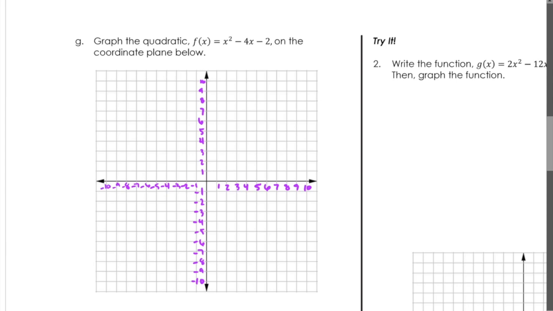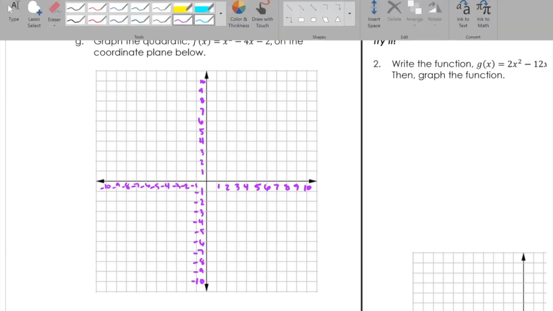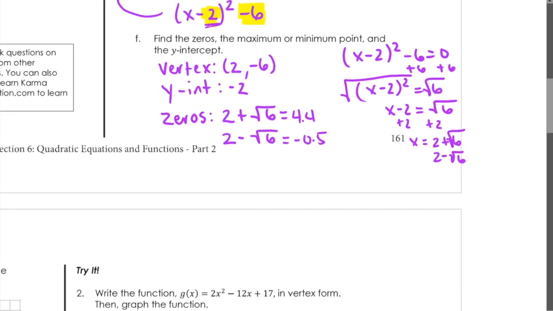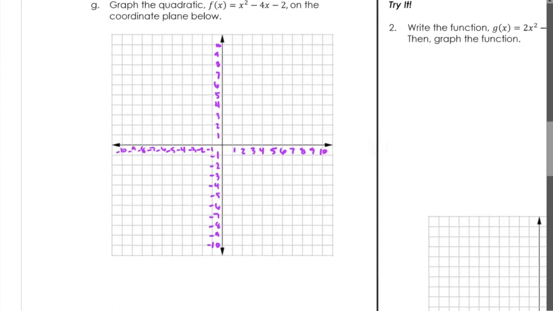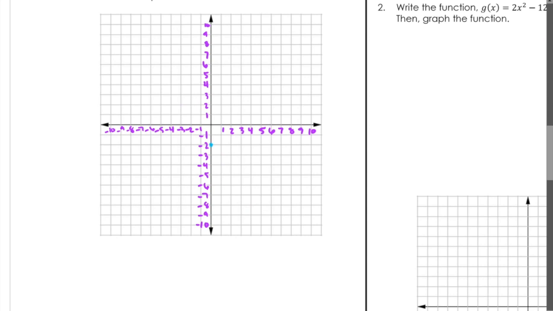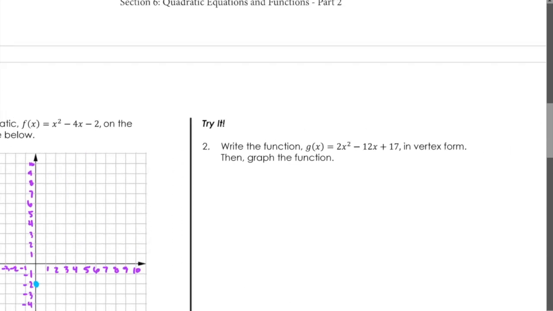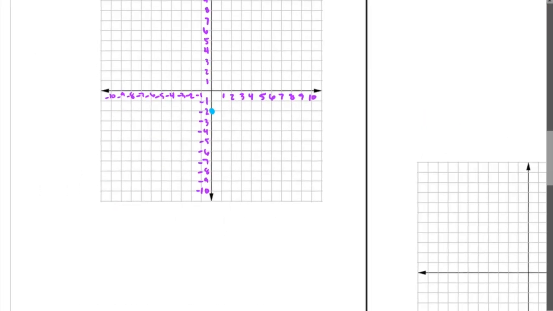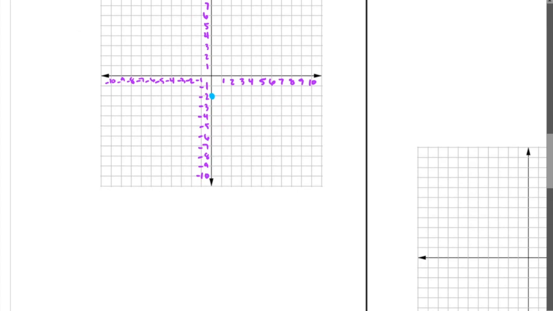Okay. The easiest point to put on this graph would be the y-intercept. And so that's when it would cross the y-axis, and it crosses the y-axis at negative 2. So crosses the y-axis at negative 2, that's this point right here. Okay, now let's continue. I can put my vertex at 2 and negative 6. So 2 is here on the x-axis, and negative 6 is down here. So 2 and negative 6 would be right there.